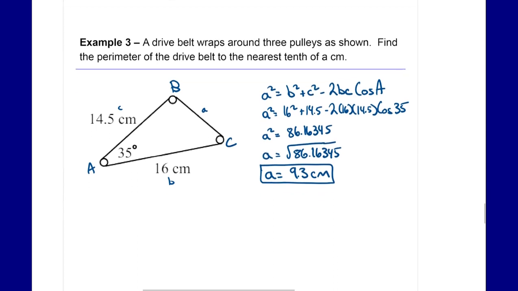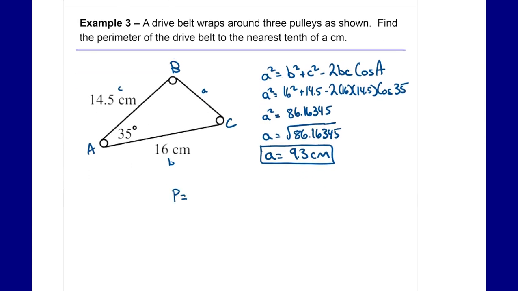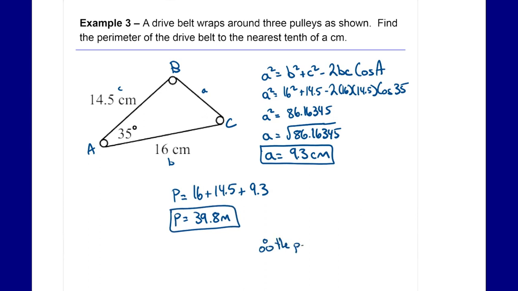Keep in mind, we want to find the perimeter. So we still have to go through and add up all of these side lengths. So the perimeter is equal to 16 plus 14.5 plus 9.3, and we get 39.8 centimeters. Therefore, the perimeter is 39.8 centimeters.